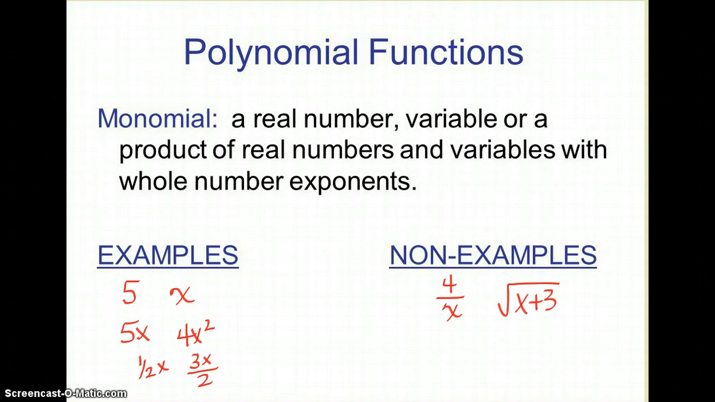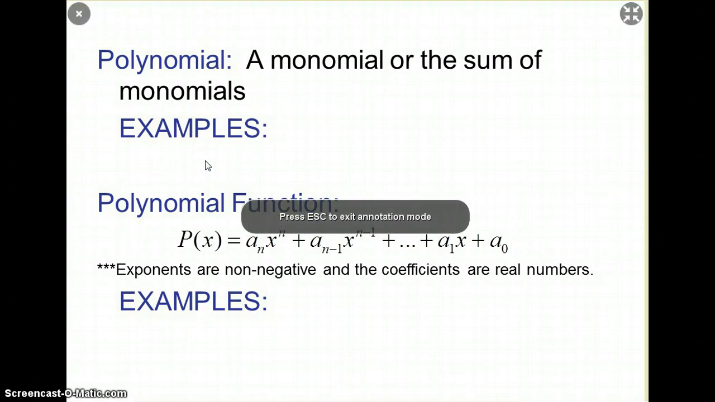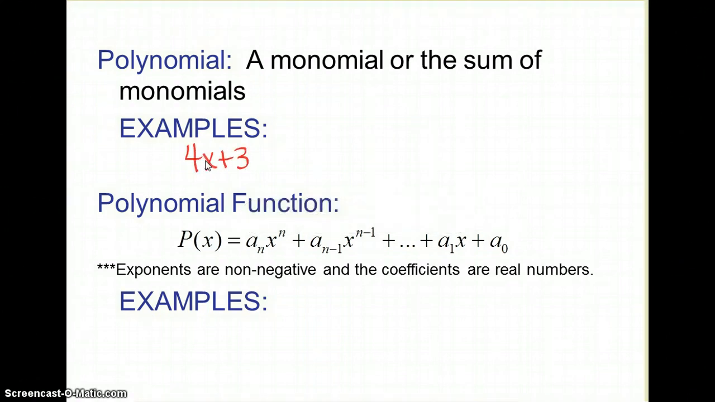And when we put the monomial parts together, we actually end up with a polynomial. So a polynomial, like I said, can be as simple as a monomial by itself or the sum of monomials. So that might be something like 4x plus 3. That's a sum of two monomials, a 4x plus a 3. You could have x squared plus 5x minus 7. That's a polynomial. You have all these individual monomials like x squared, 5x, and negative 7. Those are all monomials combined together to make a polynomial.